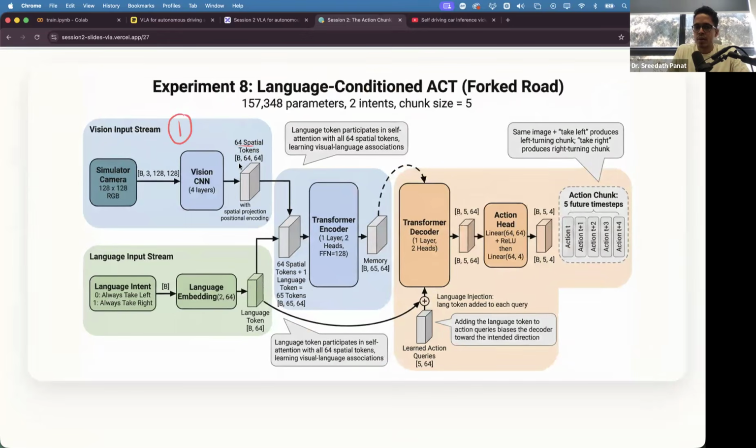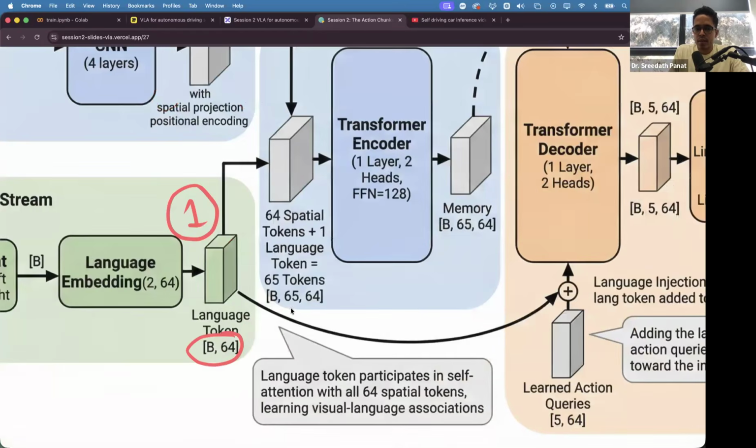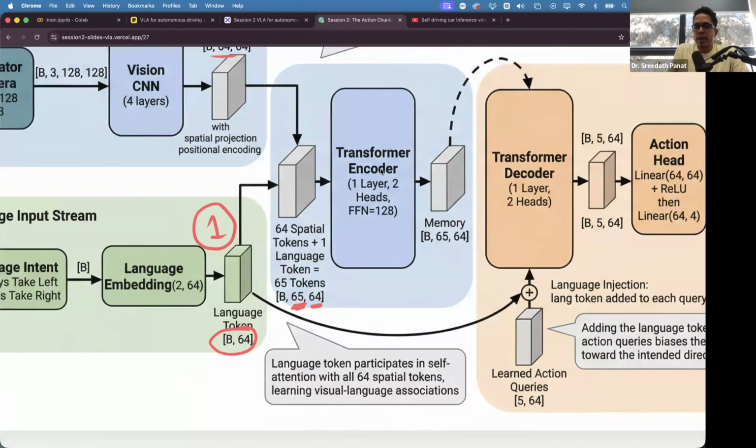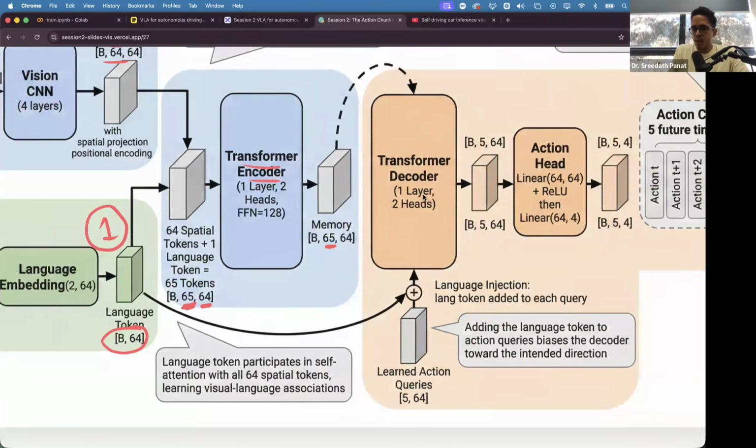Now you have 64 spatial tokens. Similarly, language is converted to 32 dimensional tokens or 64 dimensional tokens, anything which you wish. But there is only one language token, while here there are 64 spatial tokens. So now you concatenate those two to finally have 65 tokens, each whose dimensionality is 64. Now in the transformer encoder, these 65 tokens will perform self-attention with each other to produce 65 context vectors. Then it comes to the transformer decoder.